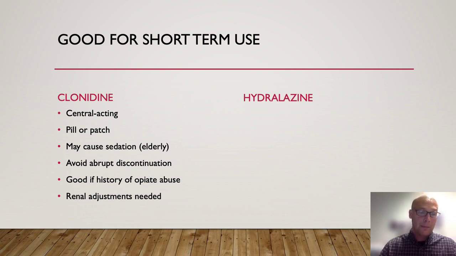You want to avoid abrupt discontinuation with these patients, though. You can get something called rebound or reflex hypertension with these. So anytime a patient is placed on clonidine, it really should be tapered down over a period of time. That's one of the disadvantages with it, but it's something to really be aware of. They're good with patients with a history of opiate abuse because it can curb cravings as well. It works really well with that. Some people use it for mental health problems as well. But there are some renal adjustments that you need to make if you do choose this medication.